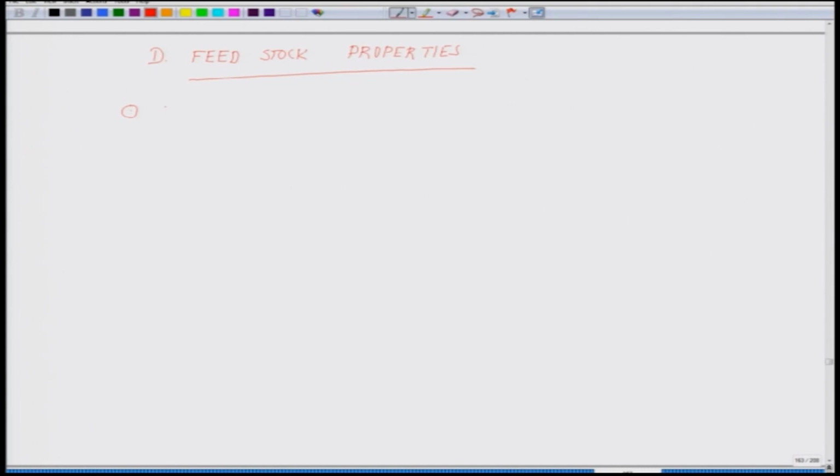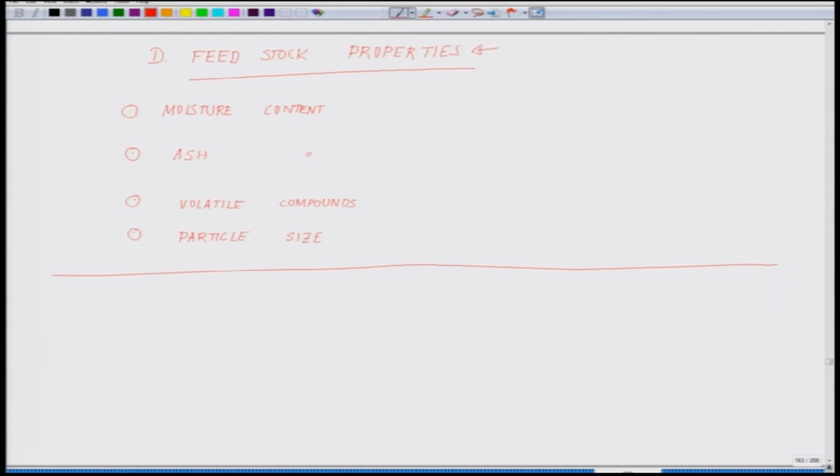Again, the first one will be the moisture content. Next, we will be dealing with ash content. Third, we will be dealing with volatile compounds like terpenoids, and the fourth we will be dealing with particle size. They are all interlinked to each other, particle size. Okay. These are the 4 parameters while we will talk about the feedstock properties.